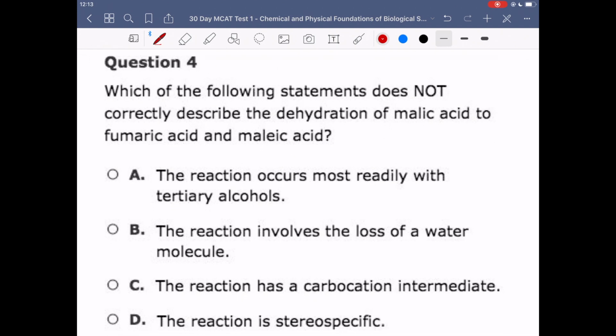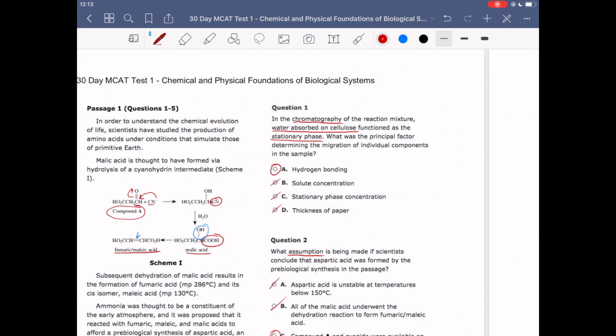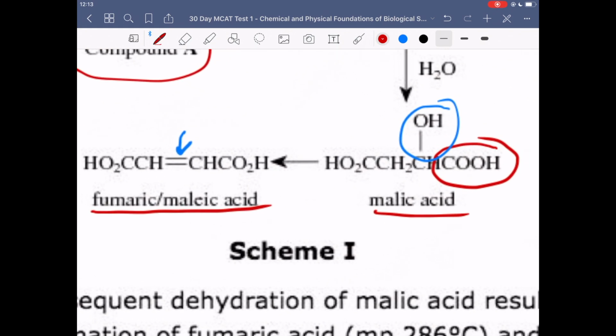In question 4, we're asked which of the following statements does not correctly describe the dehydration of malic acid to fumaric acid and maleic acid. So here are some statements. Some of them are correct. Which one is not correct? And then dehydration of malic acid, that is given to us over here.